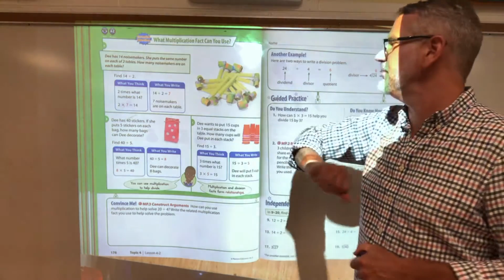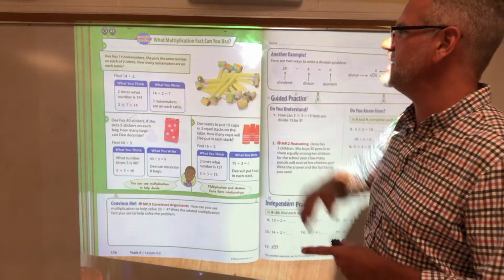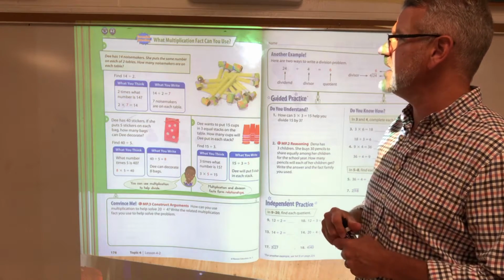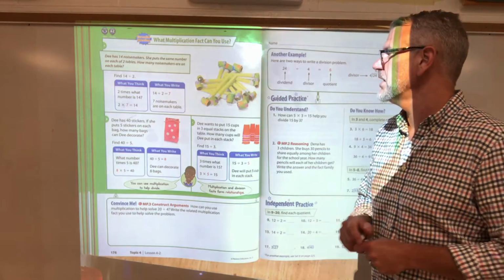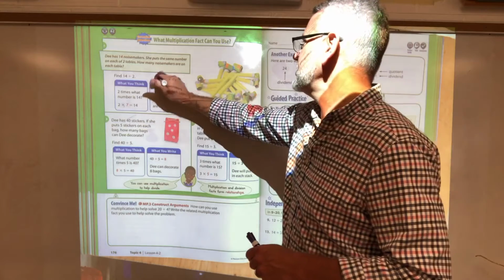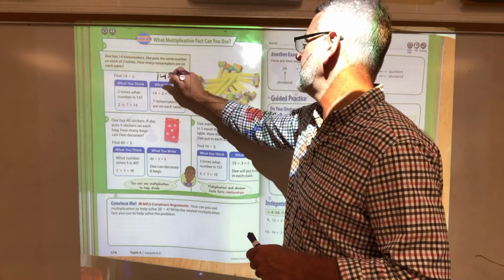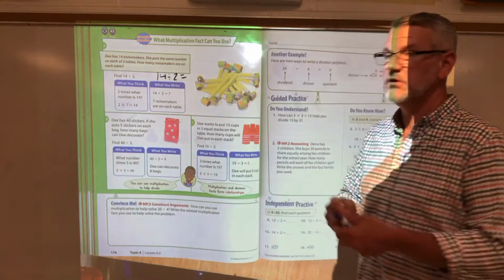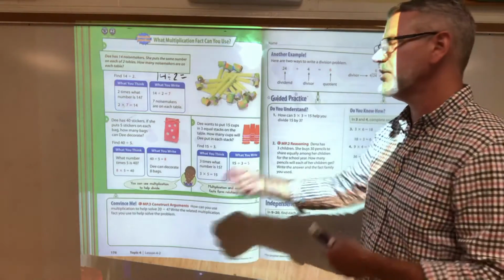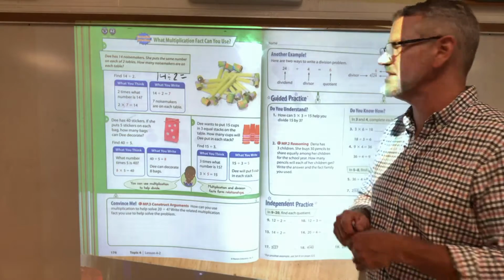Let's take a look. So it says D has 14 noisemakers. She puts the same number on each of 2 tables. How many noisemakers are on each table? So we've got 14 all together, and she's dividing those 14 onto 2 tables. She's just going to hand them out. One over here, one over here, one over here, one over here, one over here, one over here. When they're all gone, she'll count how many is there.